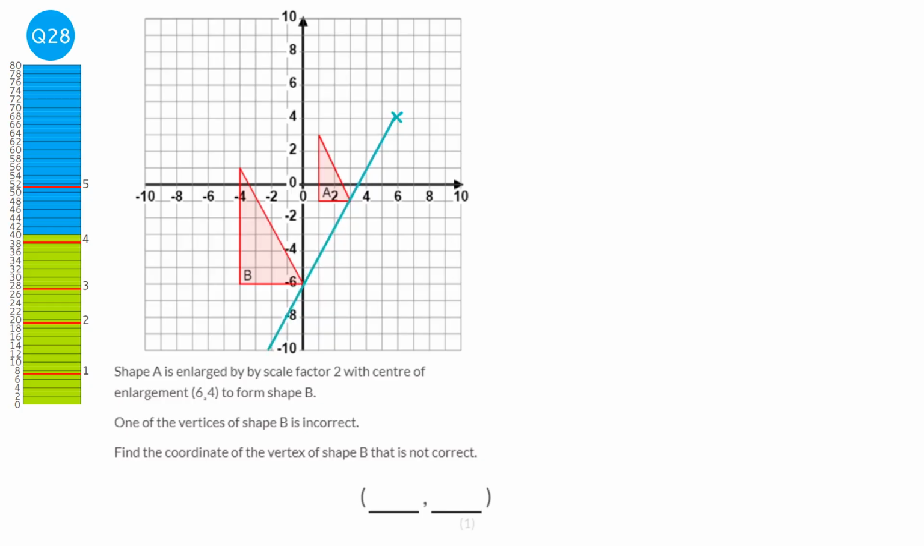And we're going to just check whether it goes through the corner of shape B, which it does on this one. Let's just keep going. Yeah, it does on this one. But it does not on this one. So it says find the coordinate of the vertex of shape B that is not correct. So the coordinate is this one here. And so that would be (-4, 1).